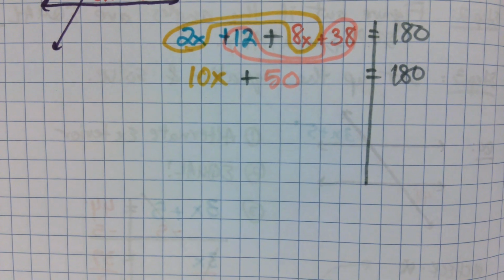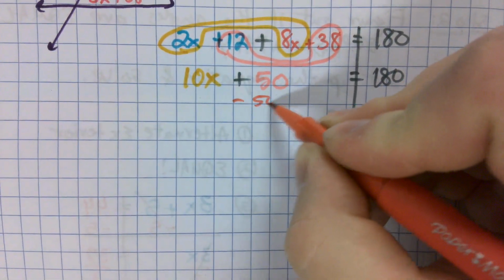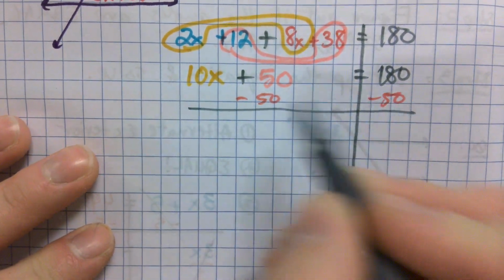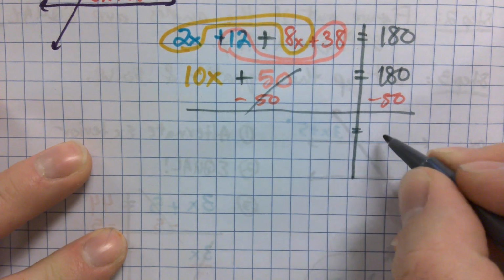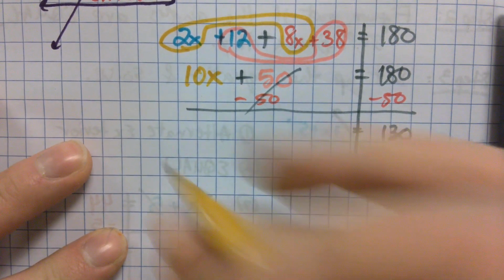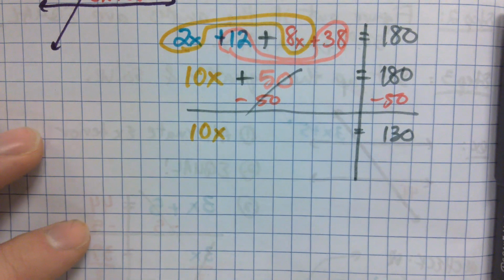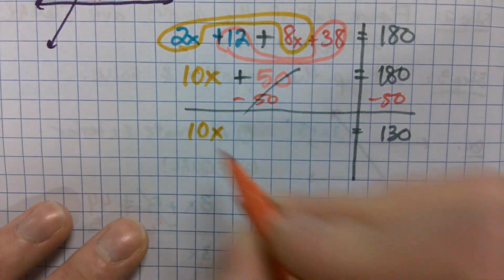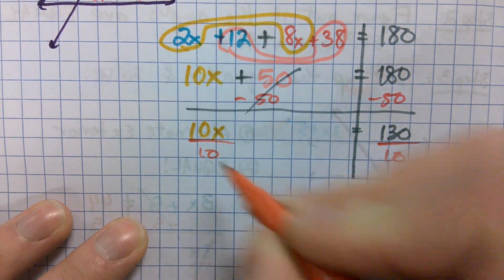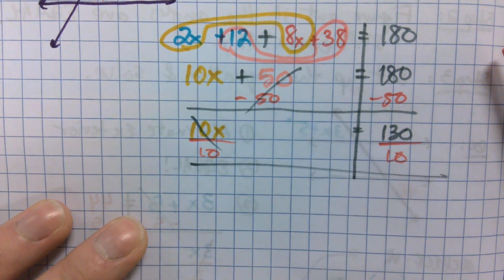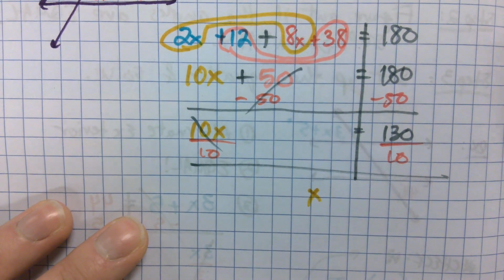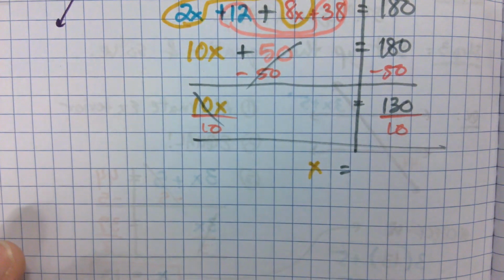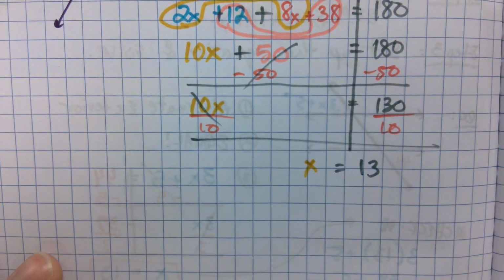What can I do now? Subtract 50. What's 180 minus 50? 130. So I got 10x equals 130. What's my last step going to be? Divide by 10. How many times does 10 go into 130? 13. Just cut the zeros off, and you're left with 13.